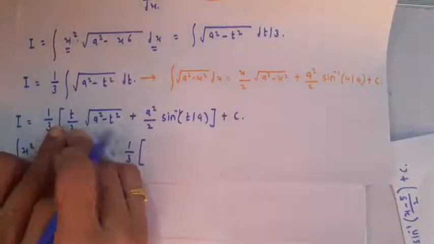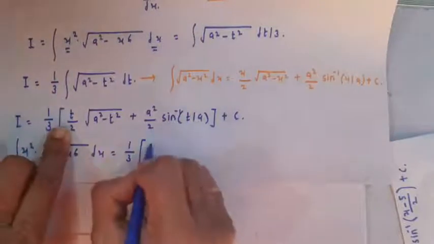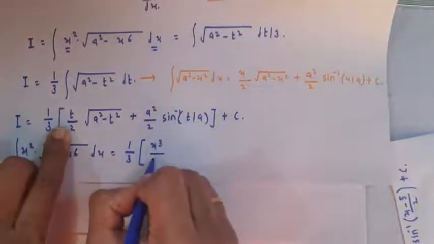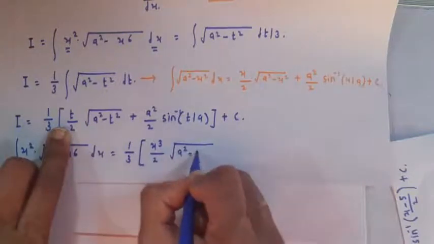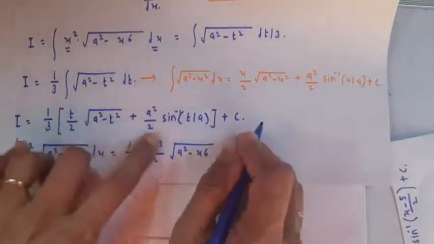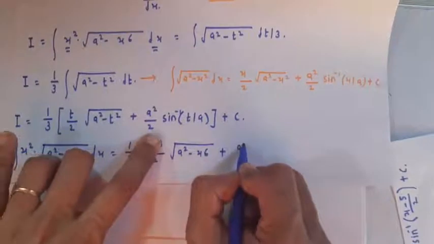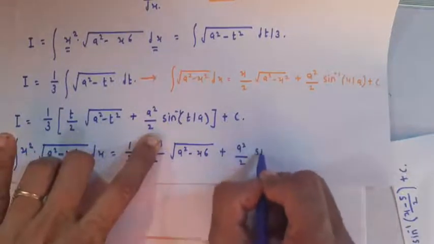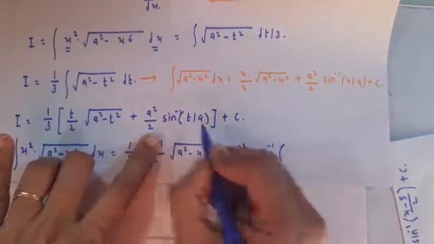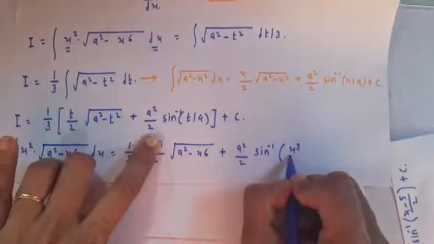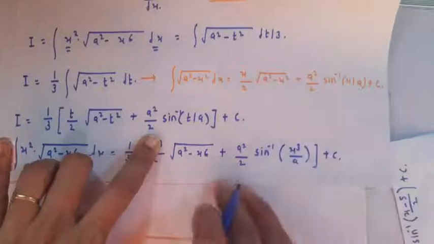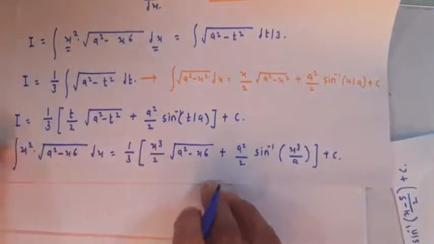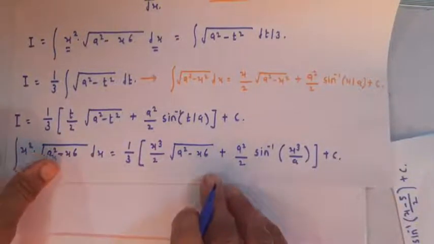What is the value of t? t is x raised to 3. This is x raised to 3 upon 2 square root of a square minus x raised to 6 plus a square upon 2 sine inverse of x raised to 3 upon a, plus constant of integration c. In this way we have to solve them.